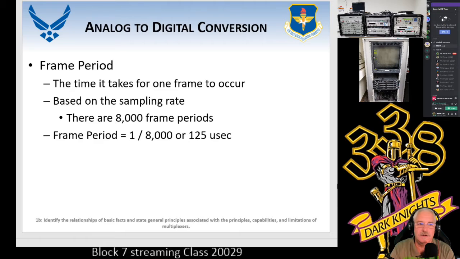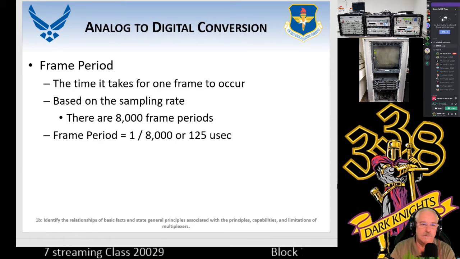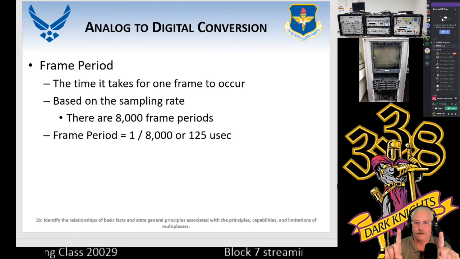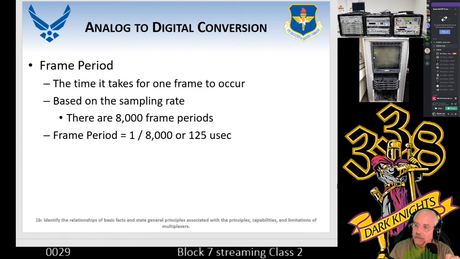Well, in this case, we're going to take the reciprocal of the 8,000 frames a second, and it's going to give us 0.000125 seconds, or 125 microseconds. So what does that tell you? Well, in order for us to sample channels 1 through 24, it took us 125 microseconds to do it for my first frame.